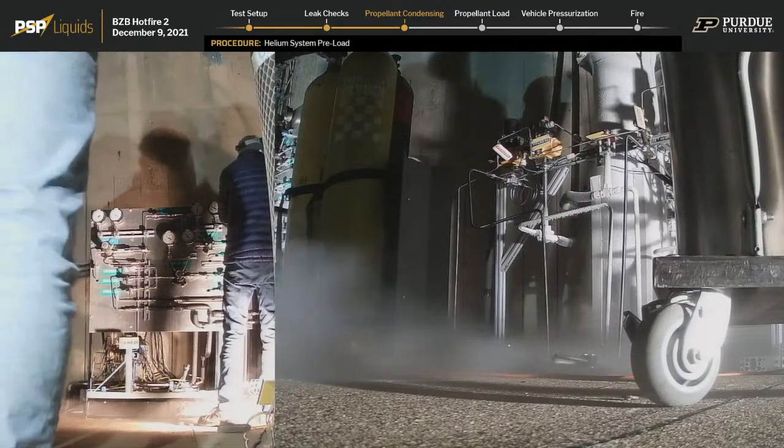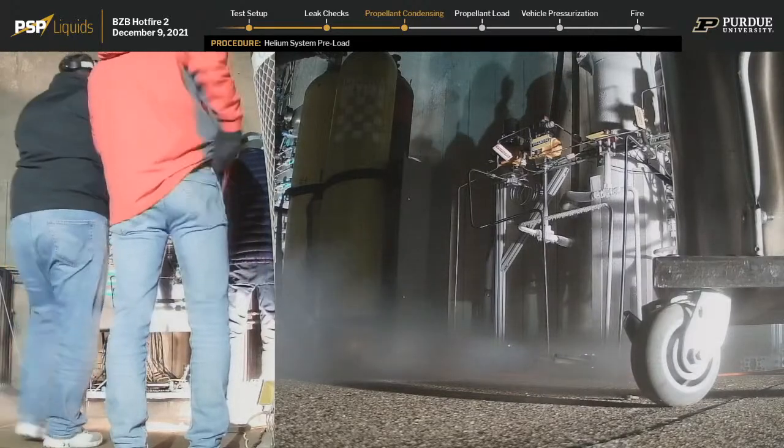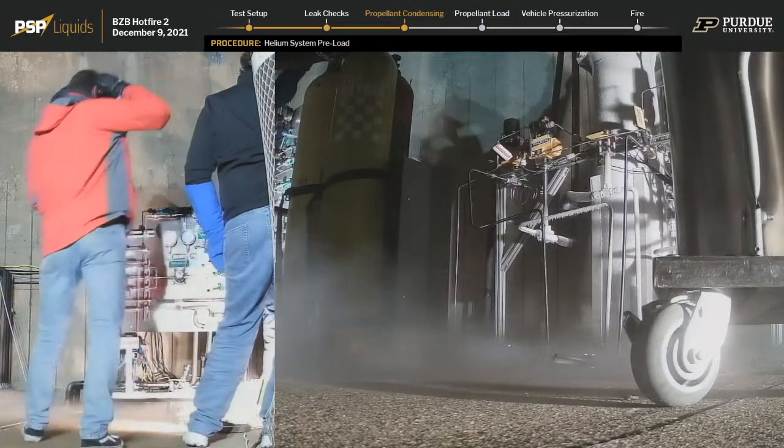So, in terms of what happens after we fire the rocket, how do we clean up from this? How do we depressurize the system? How do we make sure it's safe? Yeah, so safing the system is a really huge component of running our operations.